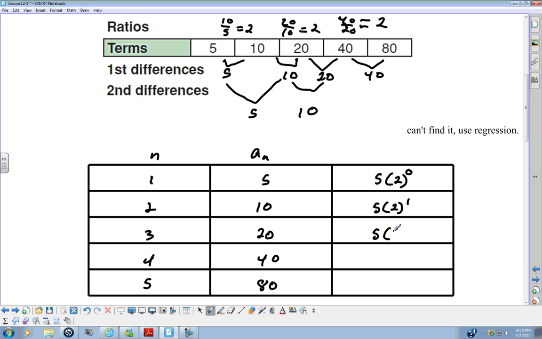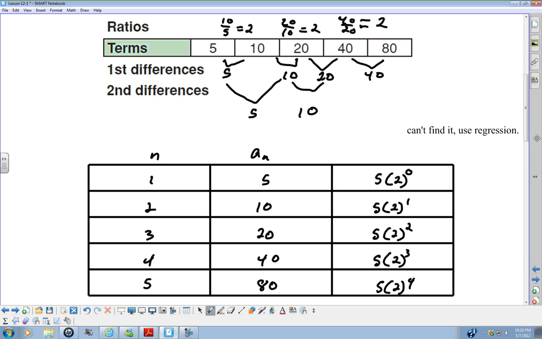This would be 5 times 2 to the second power, and 5 times 2 to the third power, and 5 times 2 to the fourth power, because we have to get 10, we have 5 times 2, 20 is 5 times 4, 40 is 5 times 8, and 80 is 5 times 16. So we want to compare the values of n to the exponents in this case, and if you notice, you can see that the exponent is always 1 less than the value of n.